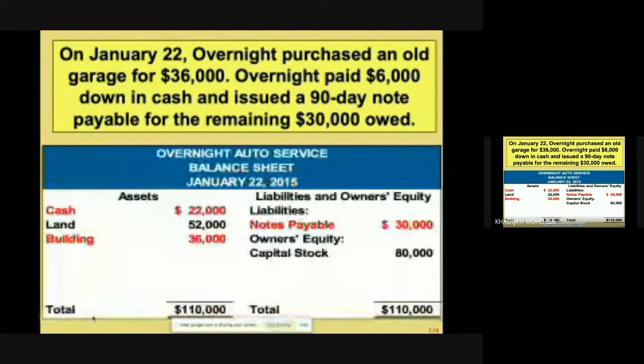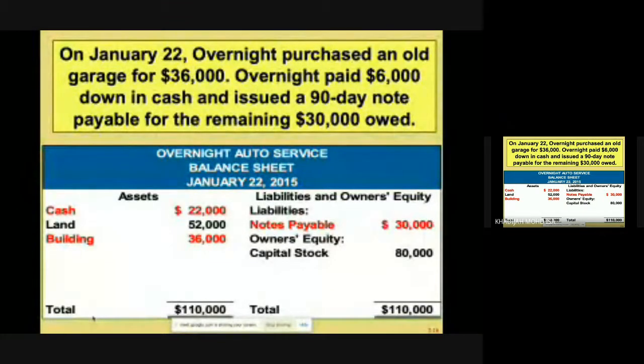If you look at the effect here, cash was reduced from 80,000 to 28,000, and is now reduced by another 6,000, so cash is only 22,000. Land is 52,000, and the building is 36,000. The building is the garage that you just bought. The total on the asset side is 110,000. That's how you develop your asset.